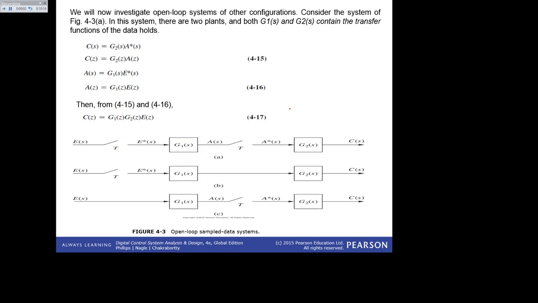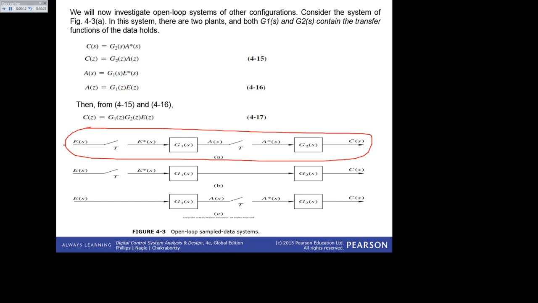Now we will go to much more complex systems. Look at these three open loop systems. This is an open loop system, and let's say I want to know the transfer function of this system, which is C(S) over E(S) or C(Z) over E(Z). How are we going to do it? First of all, I need to get the transfer function of the different components, and then I can combine them together. For example, let me start with this part.